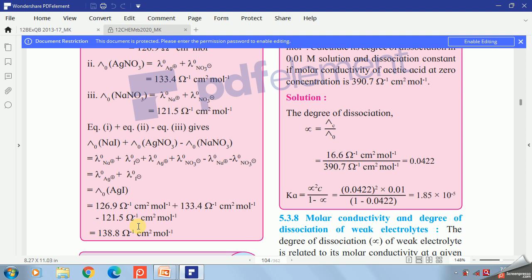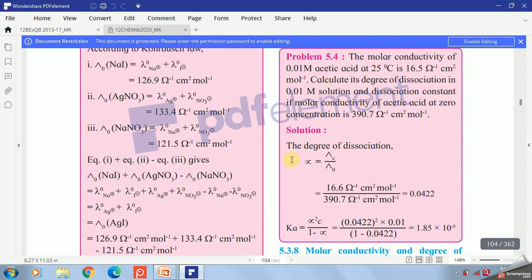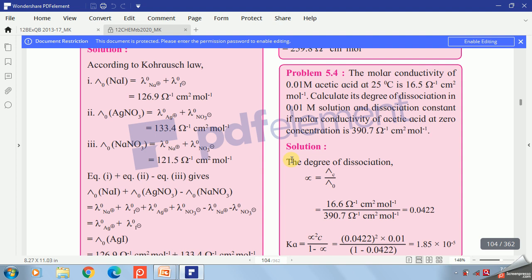So let us see another numerical. At the end, you write the correct value to 2 decimals with the correct unit, carrying half mark for the unit and half mark for the value.